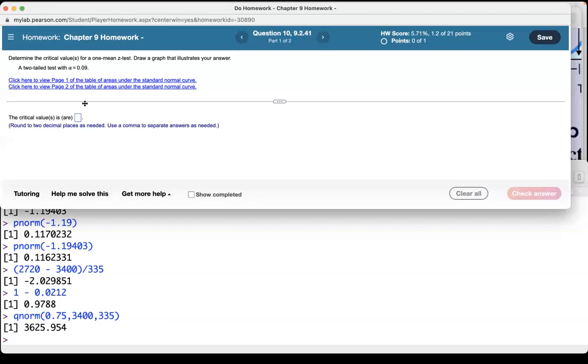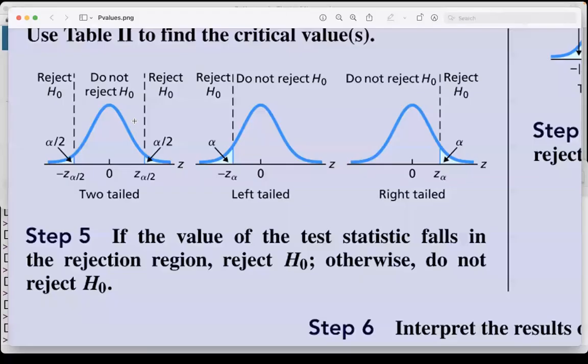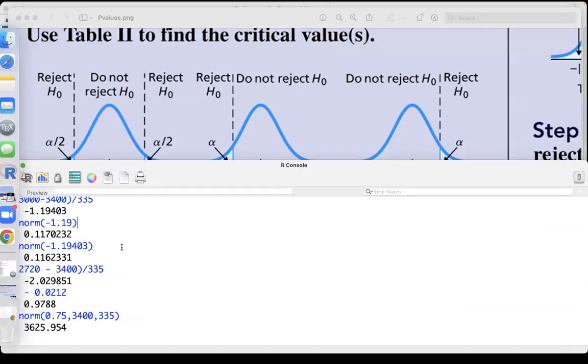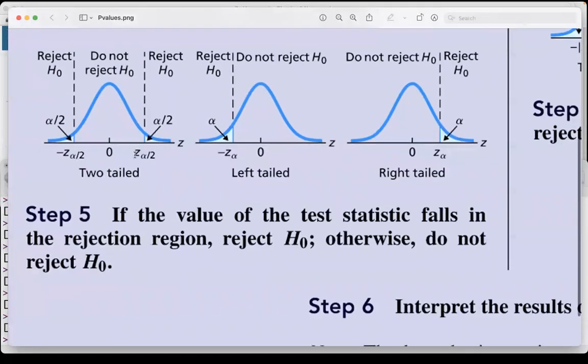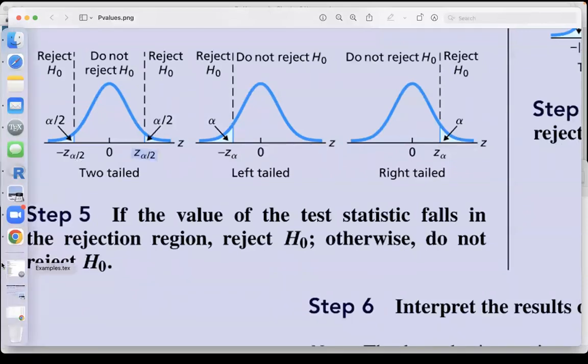So the fact that it's two-tailed, what that means, let's go over this picture here. We're going to take our total area alpha, and we're going to split it up into two pieces so that the area added up between those two pieces is alpha. So if our alpha is 0.09, then our alpha over 2 is going to be 0.045. If I just take 0.09 divided by 2, you get 0.045. And then I want to find the critical value, the z sub 0.045.